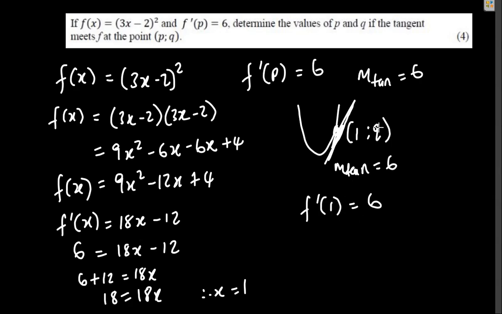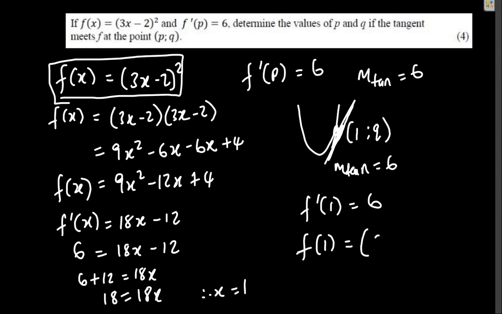Alright, now you need to know the y value. How do you get the y value? That's easy. You go to the original equation and then you substitute x to get the y value. So you're going to say f of 1 will be, you substitute 1 where you see x, 3 into 1 minus 2 all squared. So that will be 3 minus 2 is what? Is 1 squared. And then you get the answer as 1.